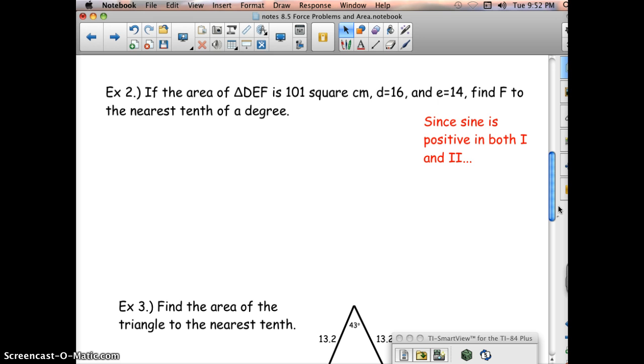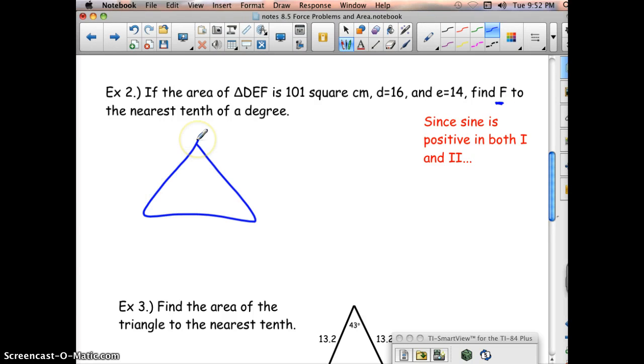This time, I'm giving you the area of triangle DEF. I'm telling you it is 101 square centimeters. Little d is 16, and little e is 14. Find F to the nearest tenth of a degree. And notice that that's a capital F. That's an angle, okay? So, triangle DEF. Don't care what it looks like. Just make sure you label D, E, and F. Little d is 16. Little e is 14. So, they want me to find capital F.